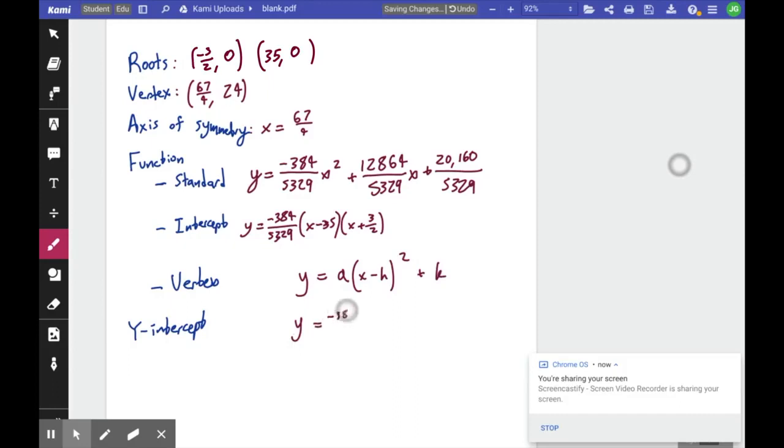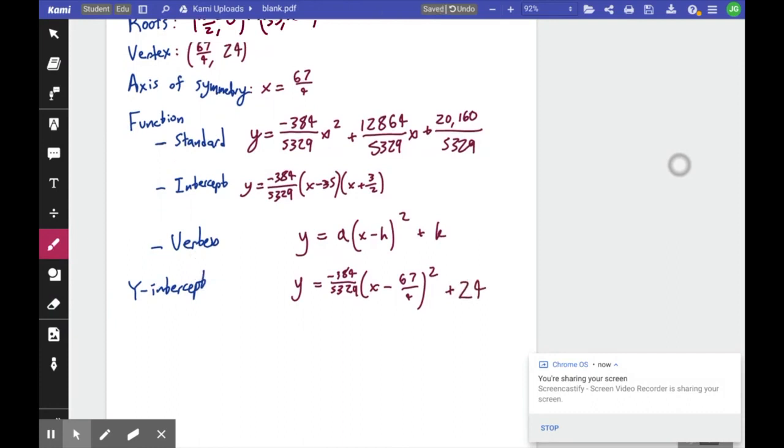Negative 384 over 5329 x minus, and we have the vertex here. So h is just going to be the x value of the vertex up here. So 67 over 4 squared plus, and then the y value for the vertex up here. So that's going to be 24. Okay, and this is our vertex form.